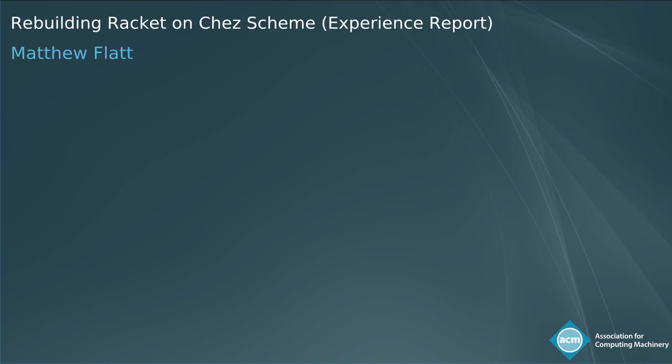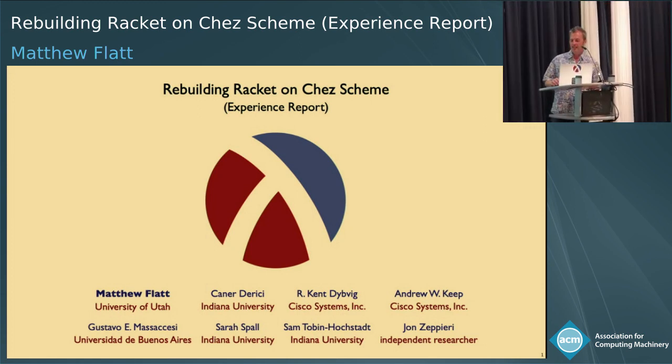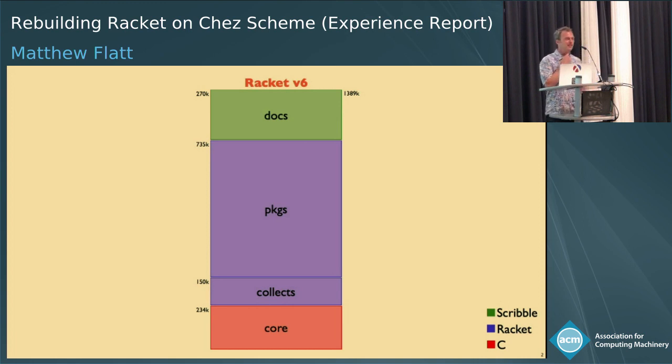Racket on top of Chez Scheme, two very well-known implementations. All right, thanks everyone. To give you an idea of why we would rebuild Racket on Chez Scheme, this is a picture of the Racket version 6 main distribution. Like when you download it from the Racket webpage, this is line counts of the source code, and the different colors mean different parts of the implementation in different languages.